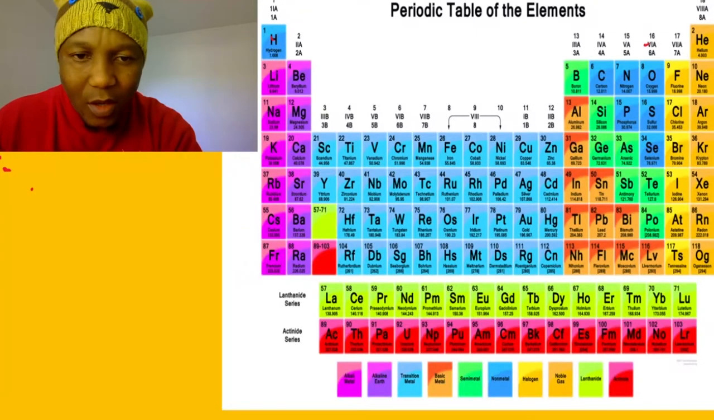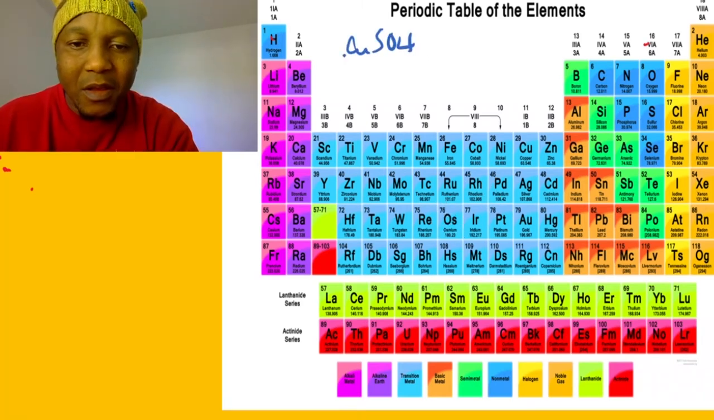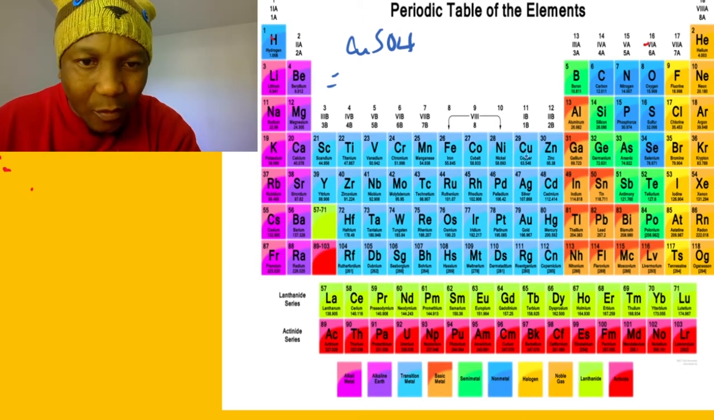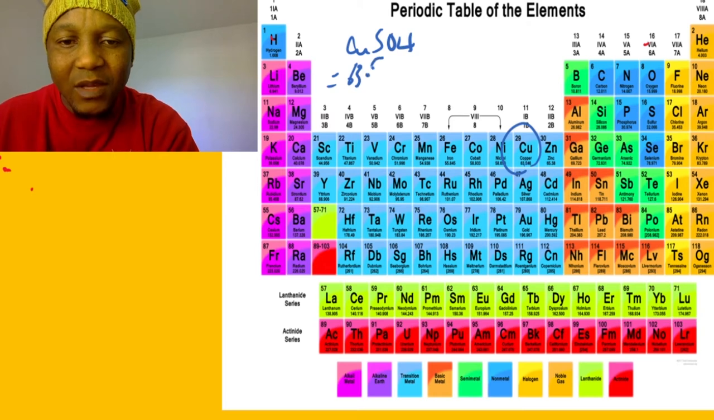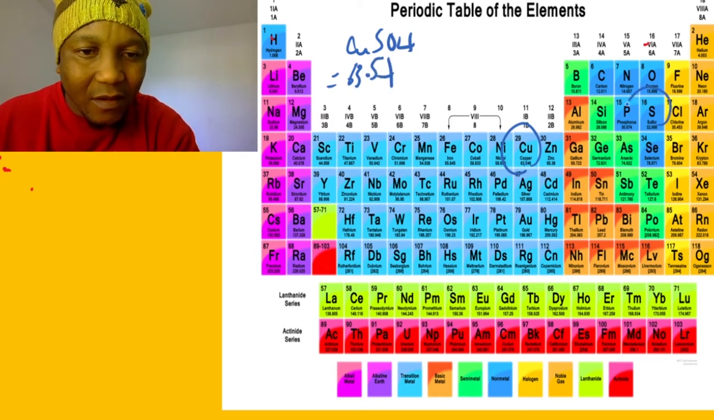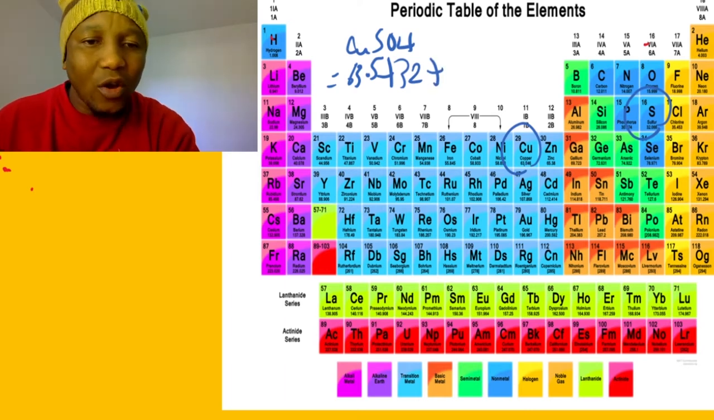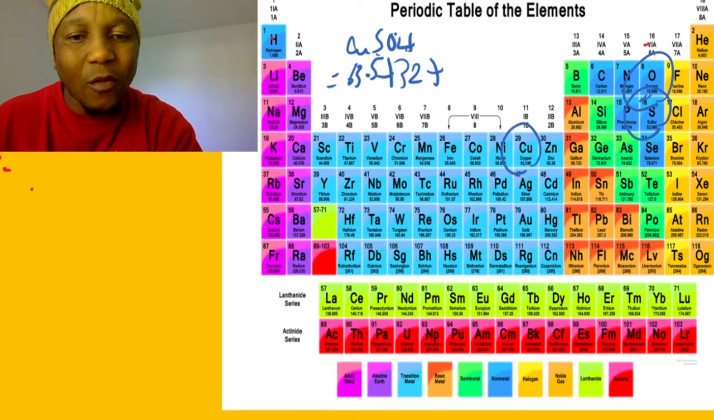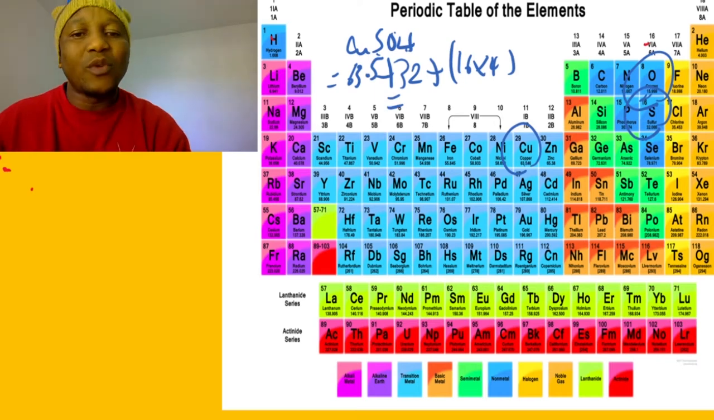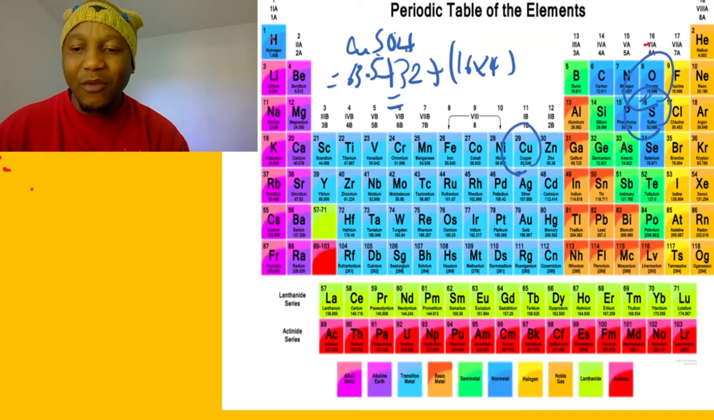Let me show you. Copper sulfate. Copper is here, 63.5, the bigger number. Sulfur is here, sulfur is 32. Plus oxygen is here, which is 16. The bigger number is the mass, the smaller is the atomic number, so it's going to be 16 times 4, because there are 4 oxygens. You put this together in a calculator, and then you get something which I'm going to write here next.